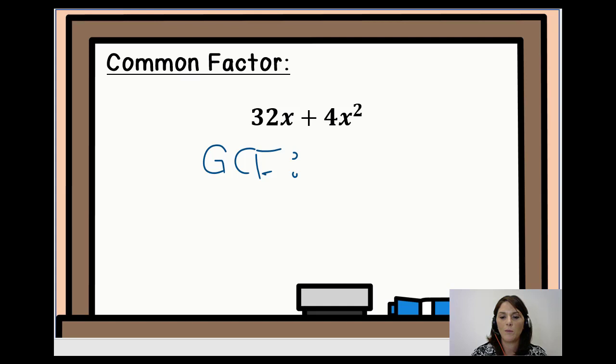Next, we're going to look at the variable part of it. So we have an x in one term and an x squared in the second term. So each term has a common x. So our greatest common factor is actually 4x. So what we're going to do next is write that greatest common factor in front of our bracket. And then we're going to divide 32x by 4x and 4x squared by 4x, and that result goes inside the bracket. Okay, let's go ahead and do that.